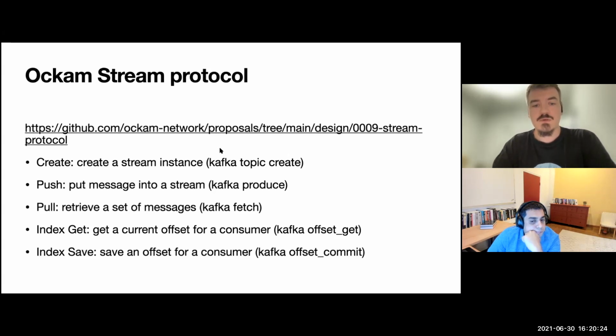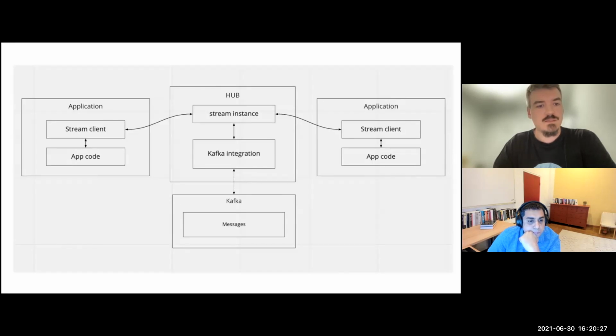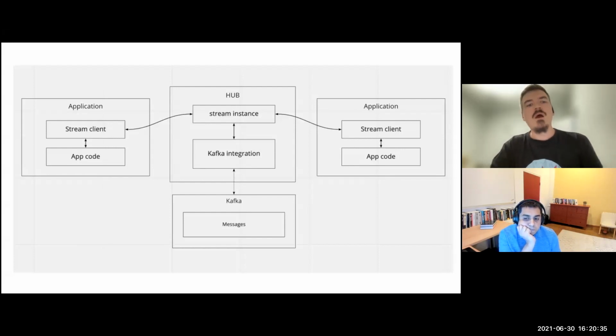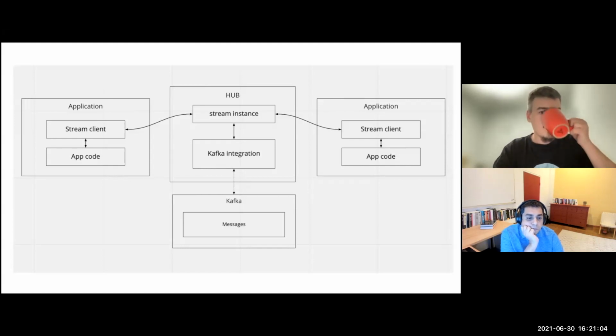And on top of this protocol, we implement the clients which allow your application code to talk through the service instance with the Kafka integration. So this is a simple schema which shows that your app code can talk through the client, through this proxy, and put messages in Kafka. This is without any encryption here. We just have plain messages here.